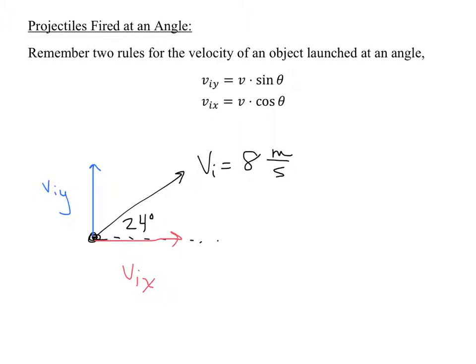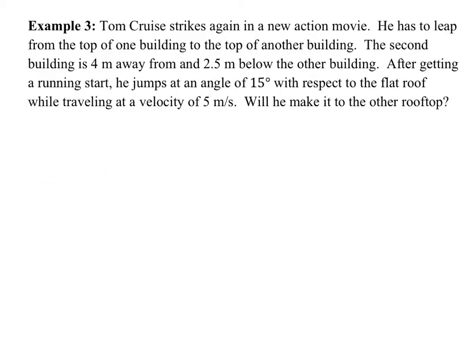So the next problem: another Tom Cruise striking again in a new action movie, and he's got to leap between buildings. As always, he's running and jumping and doing all this crazy stuff. We're told that he jumped from the top of one building to the top of another building. The second building is 4 meters away, and it's 2.5 meters lower than the other building, the ceiling of it at least. After getting a running start, instead of running off the bridge horizontally like he did in that other example, now he's boosting himself off at a low angle of only 15 degrees, which makes sense. You can't jump at a really higher angle than that if you're running outward.